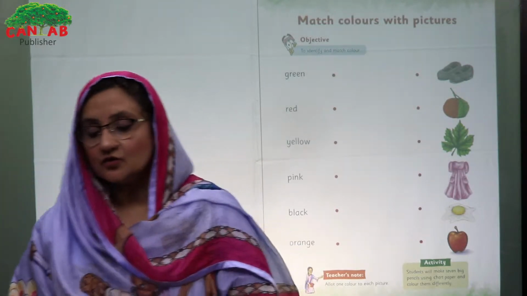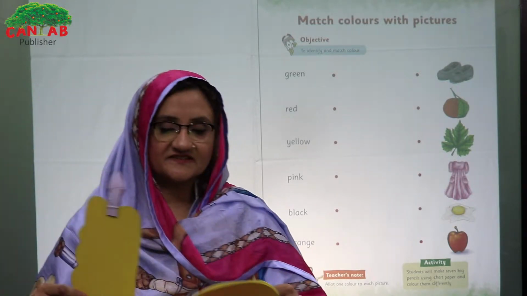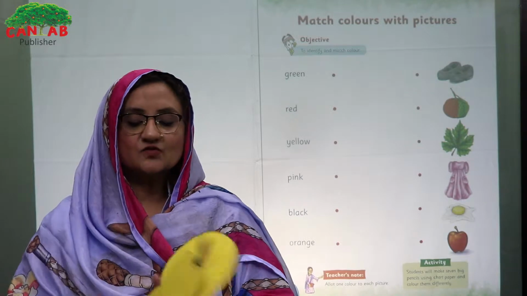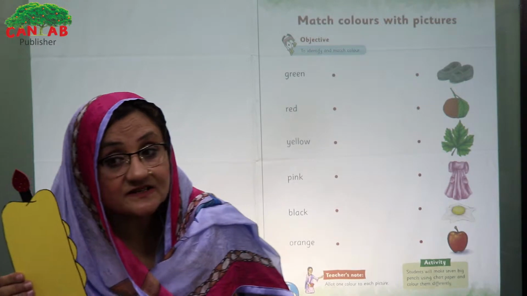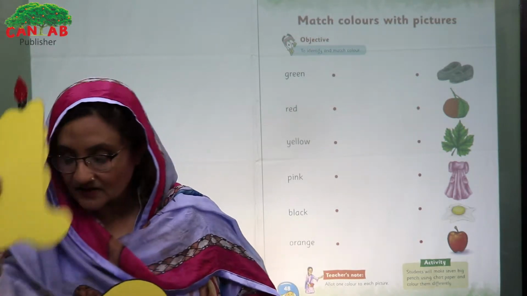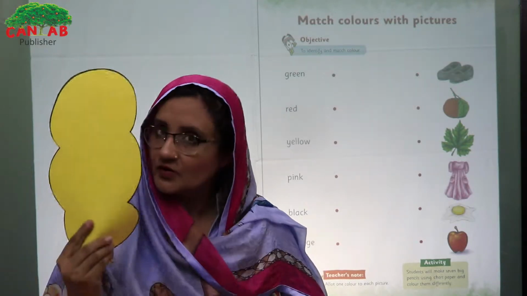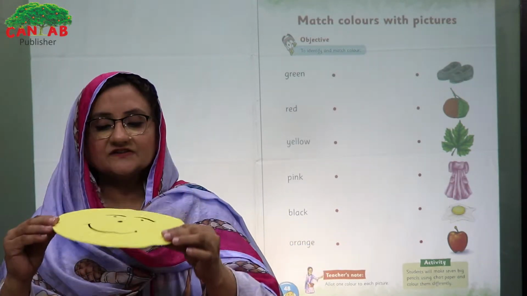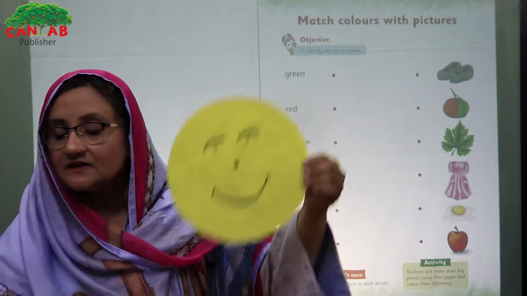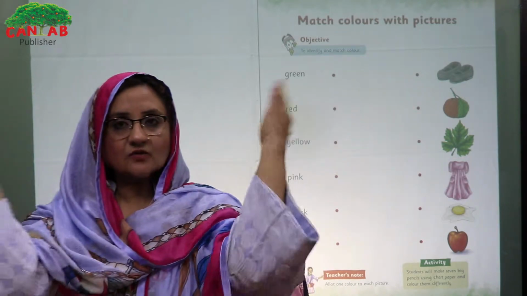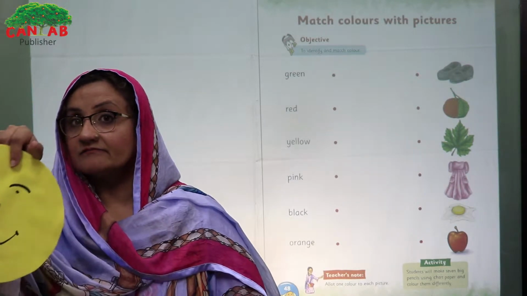Now you can begin the lesson by showing them different objects like this. Student, what is this? This is a yellow candle. Good. And what is this? This is a yellow balloon. Good. And what is this? This is a yellow circle. You can ask the students to look around themselves and to name the objects having yellow color.